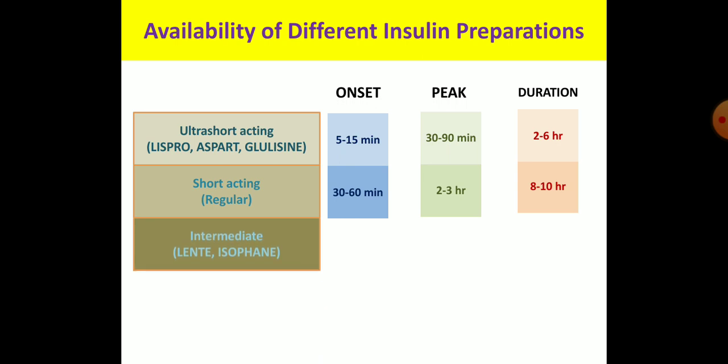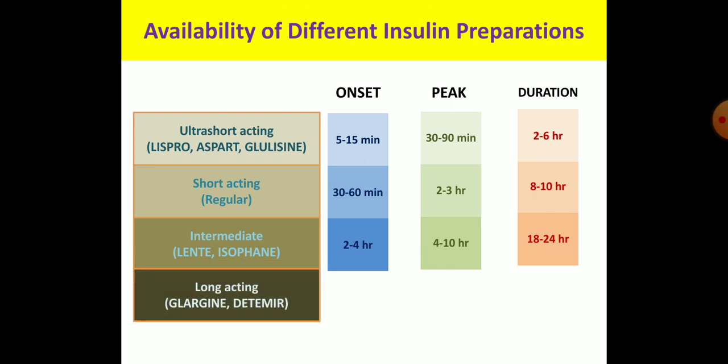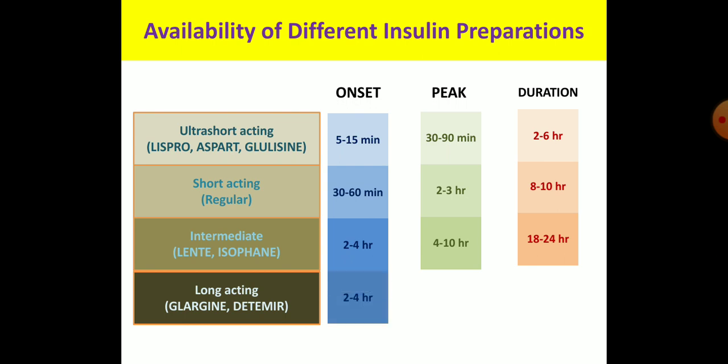By adding zinc and protamine, one can produce intermediate insulins like lente and isophane. Onset of action is 2 to 4 hours, peak is around 4 to 10 hours and duration is around 18 to 24 hours. And the last are the long acting insulin analogs: glargine, detemir and degludec. Onset of action is the same as that of intermediate acting insulin, 2 to 4 hours. For the peak, what is the meaning of the dash? It means there is no peak. Yes, exactly. I will show you in the graph in the slide also that glargine has a peakless effect.